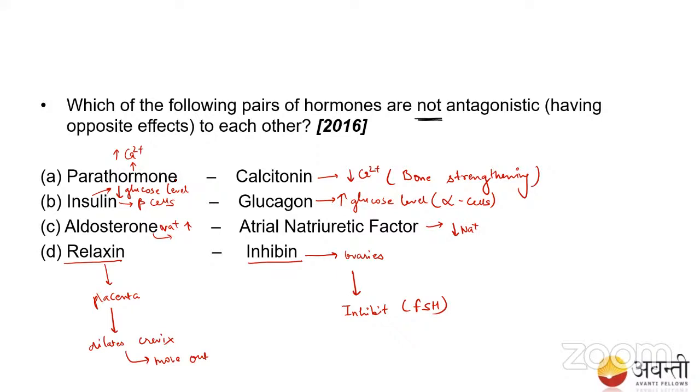So option number 1, option number 2, option number 3, they are all performing the antagonistic function. But option number D is not performing the antagonistic function. That is, it is not having an opposite effect. So the correct option is option number D. Now moving ahead.